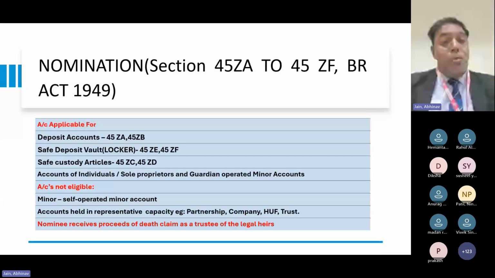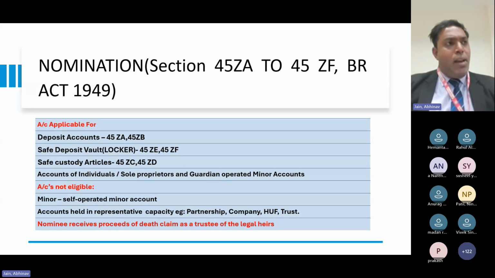Accounts which are not eligible for nomination are minor self-operated accounts and accounts in representative capacity like partnership, company, HUF, trust. Another important question: what is the status of the nominee in case of receiving proceeds of a death claim? The nominee is always a trustee of the legal heirs. Do remember this line. What is the status of the nominee in case of any death claim settlement? It might be in case of locker, it might be in any other case. The status of the nominee is trustee of the legal heir.